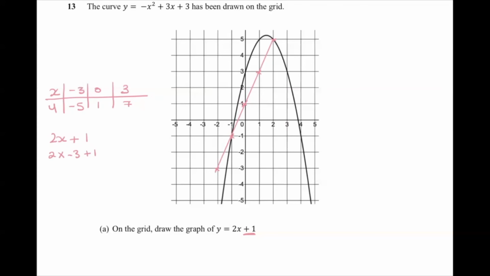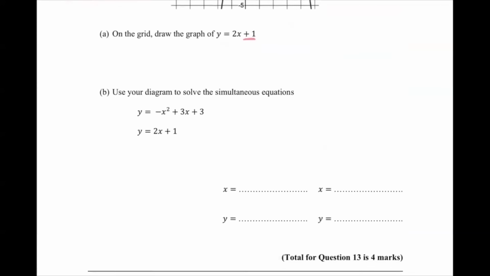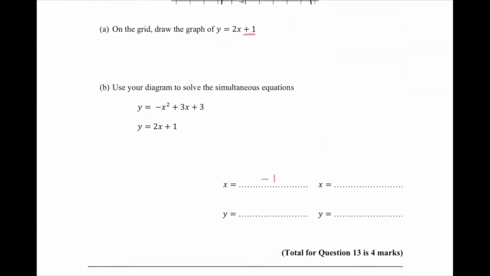The length of your line doesn't matter in respect to marks, but what it must do is go through the curve. Because for the second part, we are going to use our diagram to solve the simultaneous equations. That is where they are crossing. So I've got coordinates where the 2 lines cross, and then I would literally just write my solutions. So when x is -1, y is -1. When x is 2, y is 5.